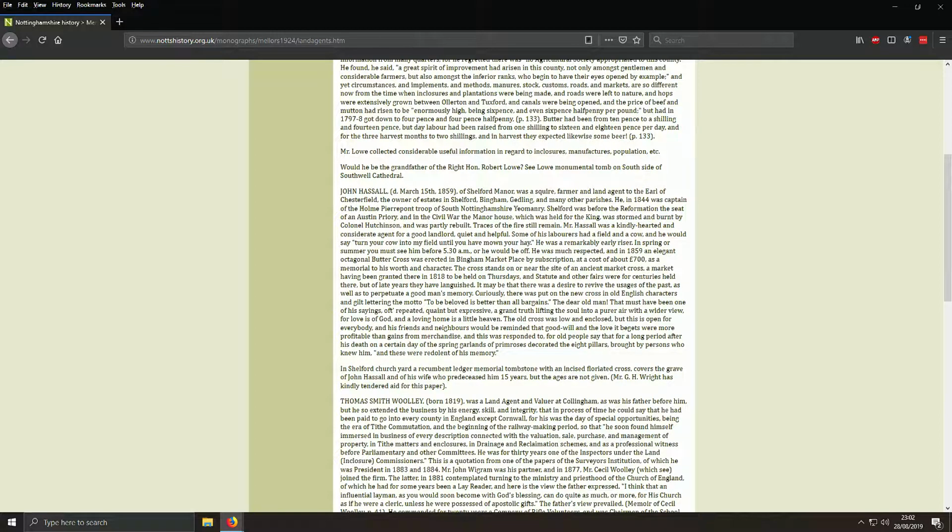He, in 1844, was captain of the Home Pierpont Troop of South Nottinghamshire Yeomanry. Shelford was, before the Reformation, the seat of an Austin Priory, and in the Civil War, the Manor House, which was held for the King, was stormed and burnt by Colonel Hutchinson and was partly rebuilt. Traces of the fire still remain. Mr. Hassell was a kind-hearted and considerate agent for a good landlord, quiet and helpful. Some of his labourers had a field and a cow, and he would say, "Turn your cow into my field until you have mown your hay."